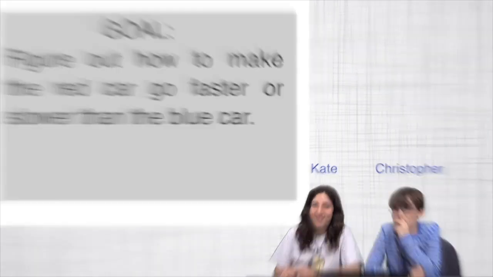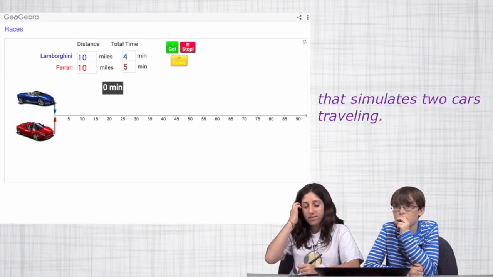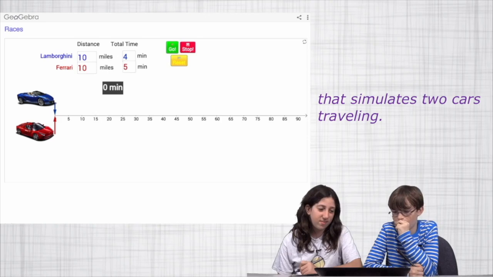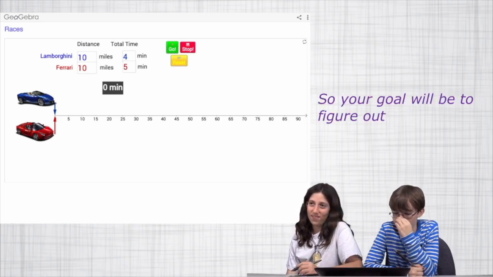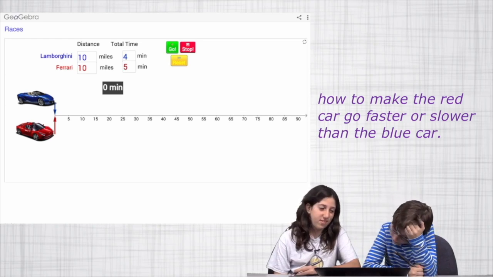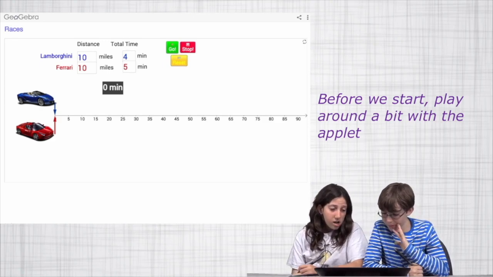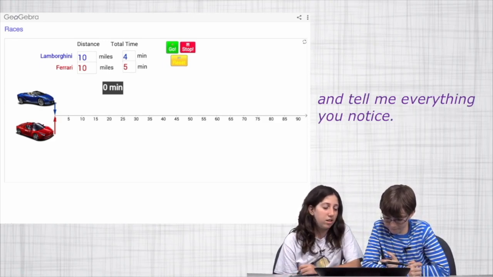Today, we're going to explore an applet that simulates two cars traveling. Okay. So your goal will be to figure out how to make the red car go faster or slower than the blue car. Before we start, play around a bit with the applet and tell me everything you notice.